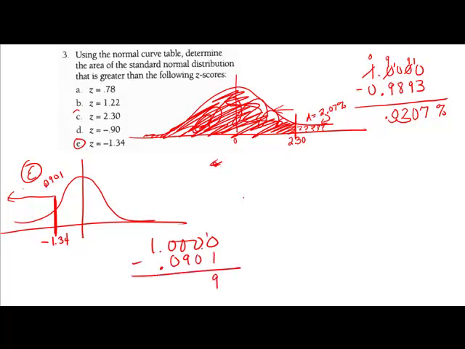10 minus 1 is 9. 9 minus 0 is 9. I'm going to change this 100. Well, let's look at it. 100 minus 9 is 91. So the area under the curve, that is all of this, is 90.99%.